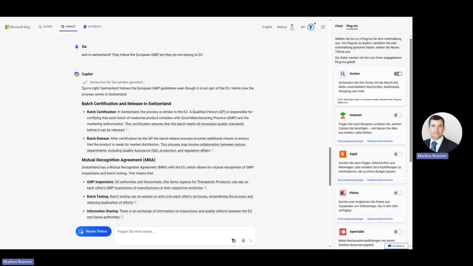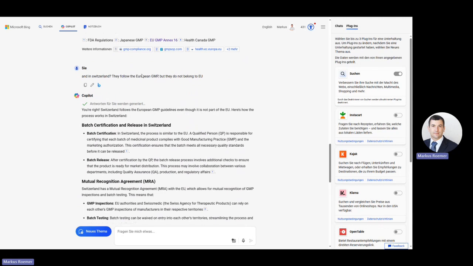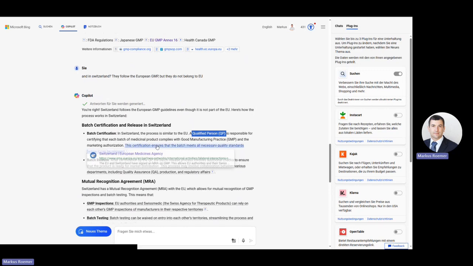And then I was asking, and in Switzerland, they follow the European GMP, but they do not belong to the European Union. And Copilot is saying, oh, that's fantastic for me. You are right. Switzerland follows the European GMP guidelines, even though it's not part of the European Union. Here's how the process works in Switzerland. And then they also say they do a batch certification and a batch release. And I found a little error because they say the qualified person is responsible for certifying that each batch, blah, blah, blah. It's the same as for Europe.